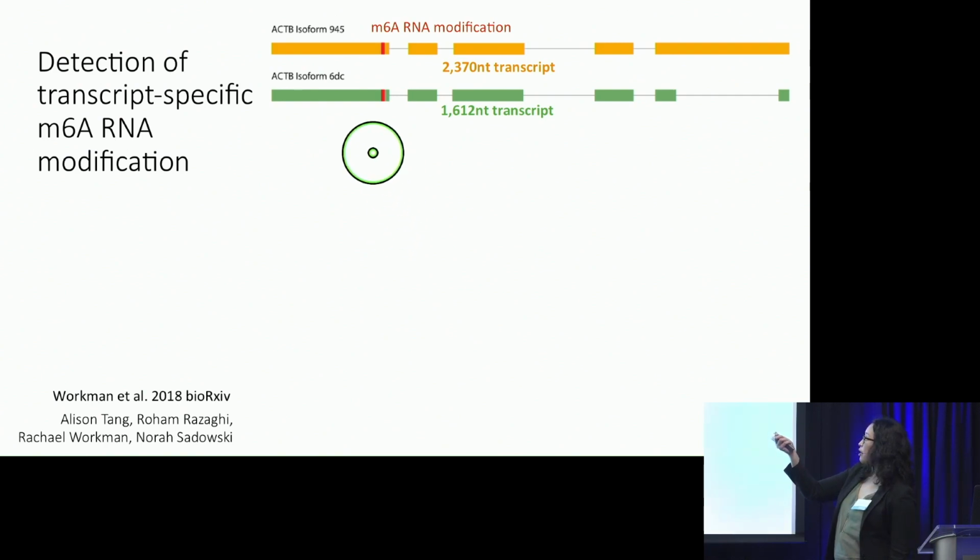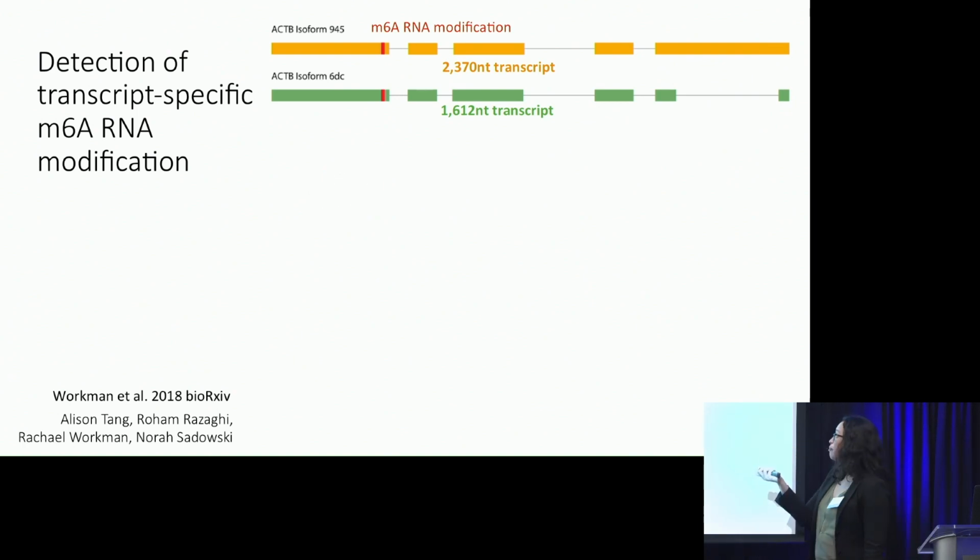And so here I'm showing a diagram of 2 isoforms that were identified from our RNA sequencing. And in red, I'm marking a location that was known to be modified in this way called M6A. So it's methylating the A nucleotide in the RNA. And so one isoform is about 2,000 nucleotides long, and the other one is about 1,600 nucleotides long.